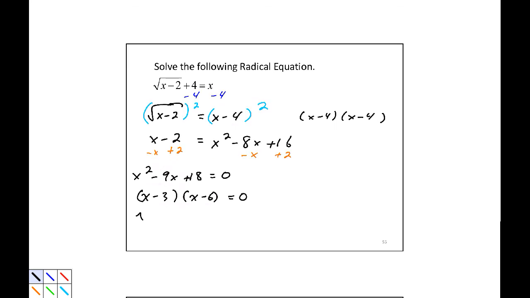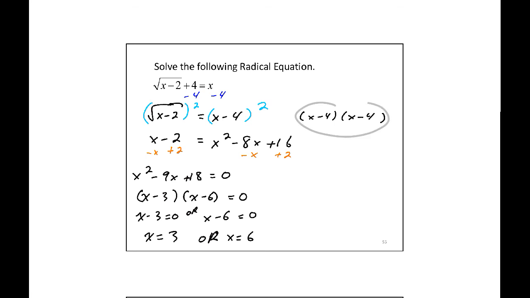Now we'll set each of those equal to 0 as we did in the previous section. And this is x equals 3 or x equals 6. Now, I wish we could say both of those are definitely solutions, but we need to check them to tell. So erase that, and we'll check over here.